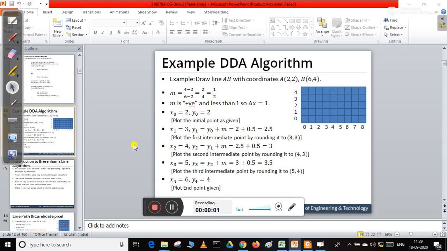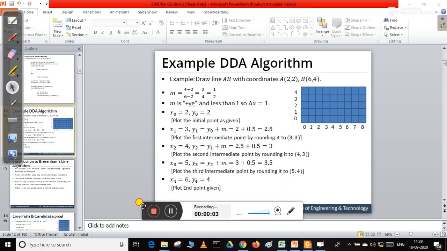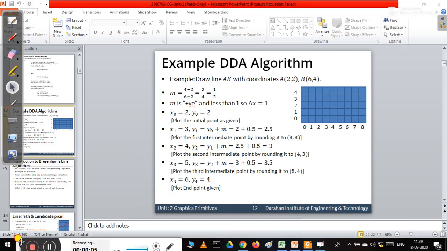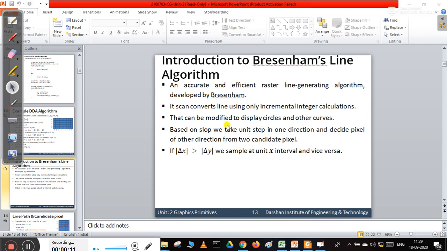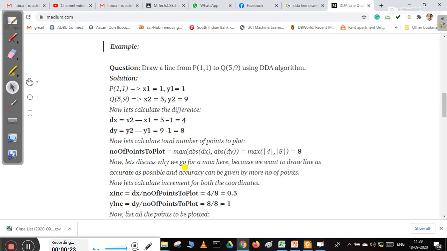Student, in the last class we have discussed the DDA algorithm, and today we are going to discuss the second line drawing algorithm, that is the Bresenham algorithm. But before going to this, I would like to give you an example of the DDA algorithm again so that you can understand it better. Now here you can see one example.